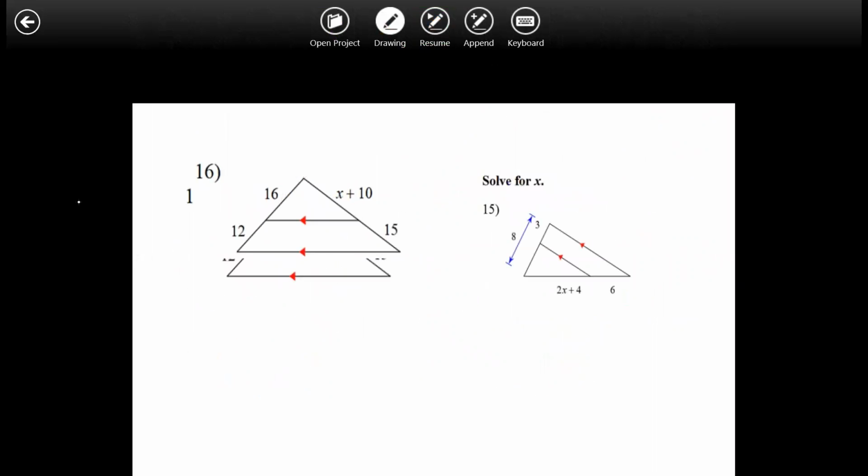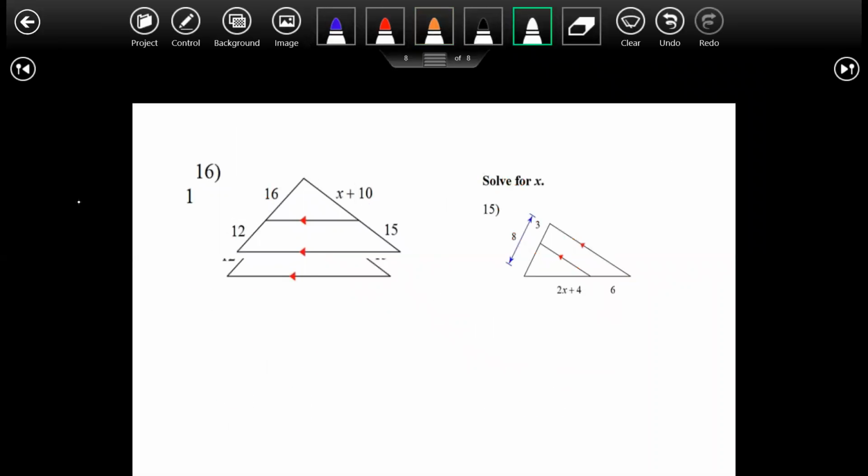Here we go. Copy down these two pictures.